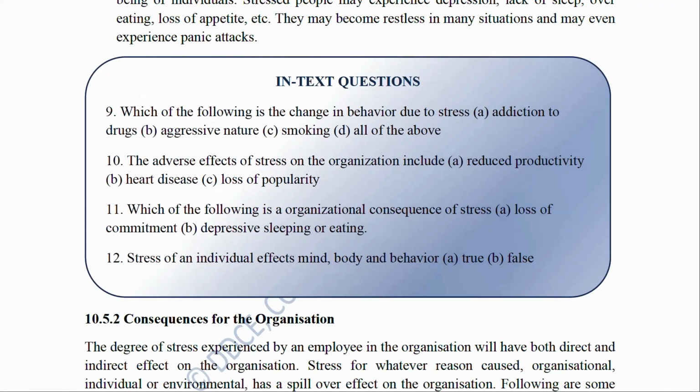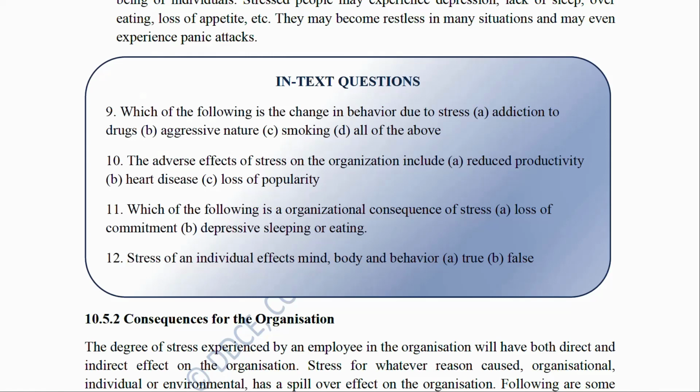In text questions. Ninth, which of the following is the change in behavior due to stress? A. Addiction to drugs. B. Aggressive nature. C. Smoking. D. All of the above. 10th, the adverse effects of stress on the organization include A. Reduced productivity. B. Heart disease. C. Loss of popularity. 11th, which of the following is an organizational consequence of stress? A. Loss of commitment. B. Depressive sleeping or eating. 12th, stress of an individual affects mind, body and behavior. True or false?